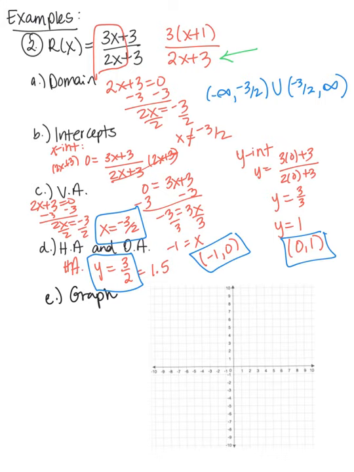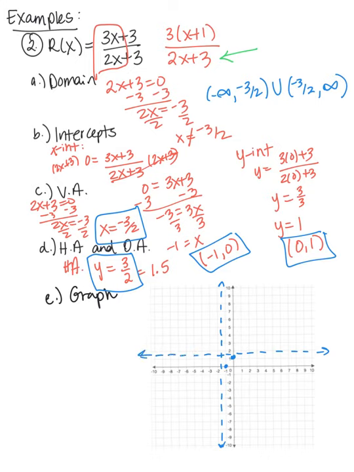So let's go graph. So I've got an ordered pair at negative 1, 0. I've got an ordered pair at 0, 1. I've got a vertical asymptote, so a vertical dashed line at negative 3 over 2 or negative 1.5. And I've got a horizontal asymptote at 1.5 or 3 over 2, whatever. Oh, kind of went up a little bit.